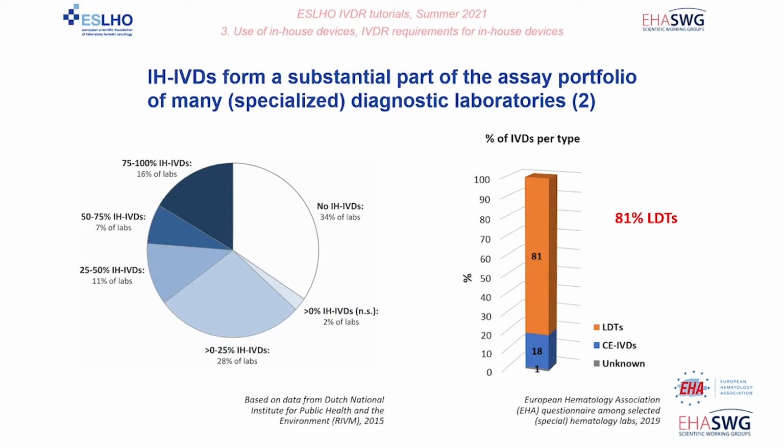Finally, the European Hematology Association, the EHA, sent out a questionnaire 2 years ago to special hematology labs. It turned out that about 80% of the tests used by these laboratories are LDTs. This concerns a lot of genetic tests and also flow cytometry tests.